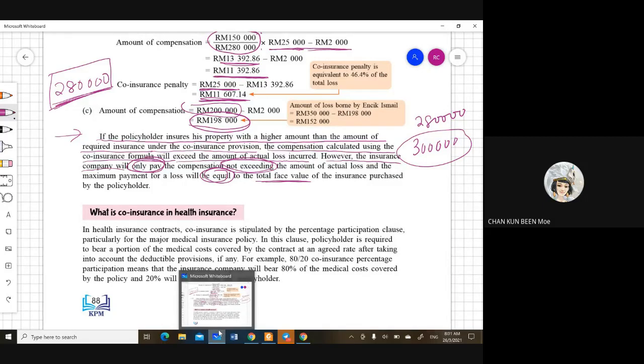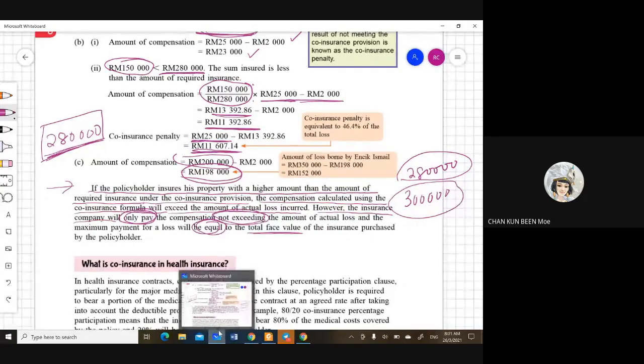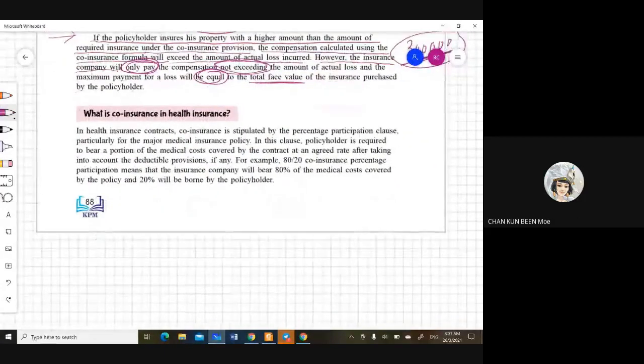No idea? If the actual loss is 280,000, he will only be paid 280,000. That's it, although he paid a higher sum insured, which is 300,000. So the best is you're just paying equally or less than that. But the best is paying equally, according to the sum insured by the company. Okay, we continue.